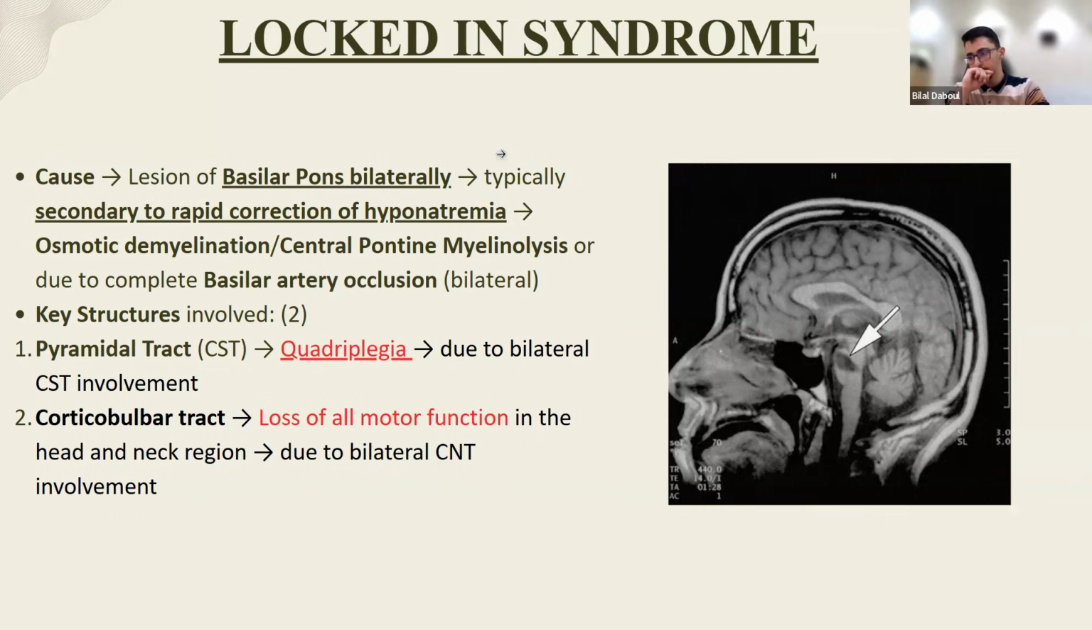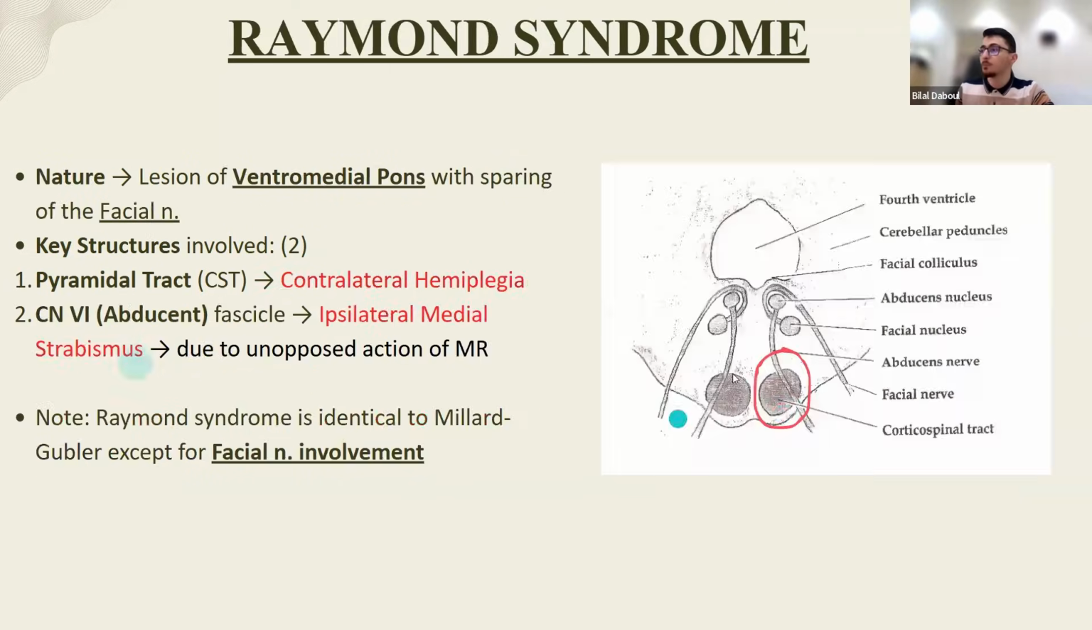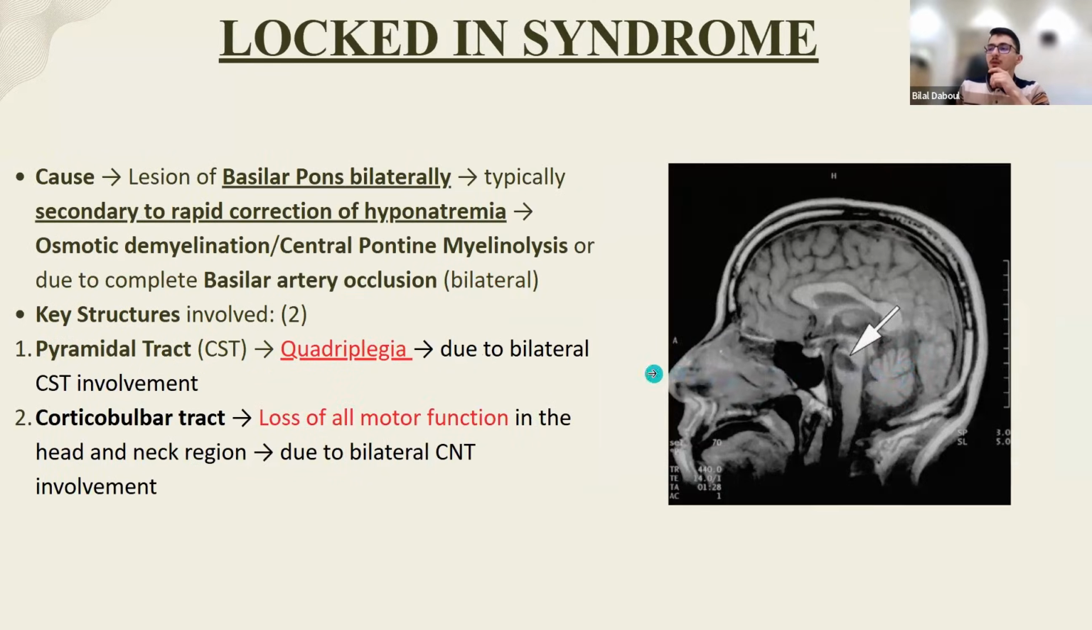Interestingly, patients communicate with doctors through an algorithm. So, for example, moving the eye upwards would translate to yes, moving the eyes downwards would correspond to no, and so on. So just know, secondary to rapid correction of hyponatremia, bilateral basilar pons lesion, meaning both aspects are affected. That's the reason. And you would have loss of all motor function.